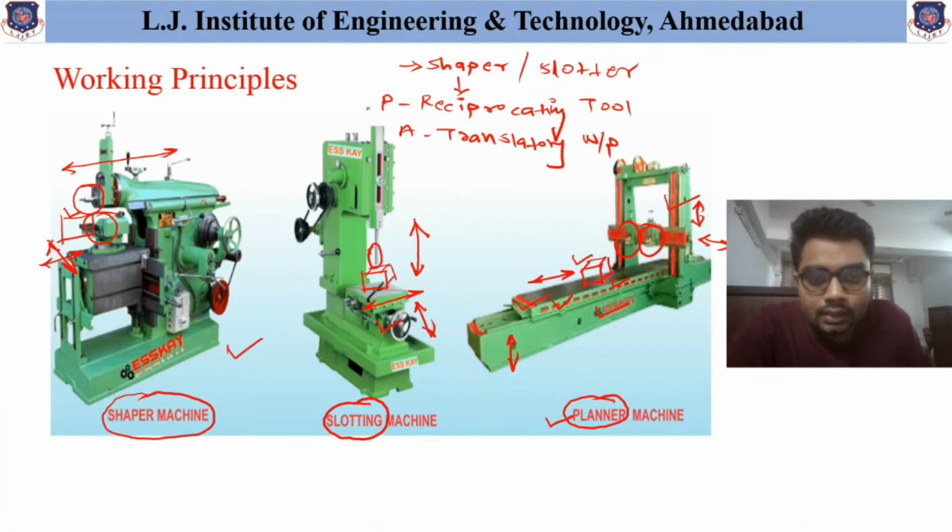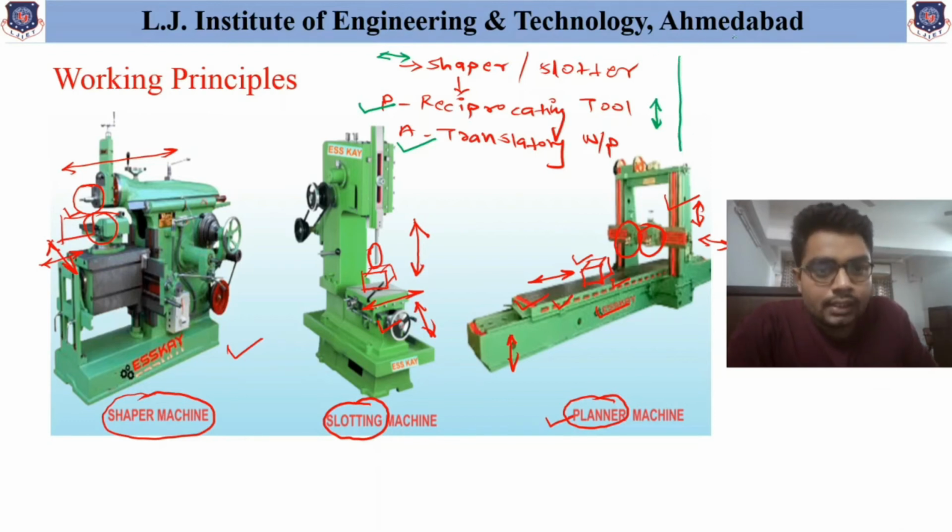Over here, the primary motion is the reciprocating movement of the tool, and the auxiliary motion is the translatory movement of the workpiece. But in the case of the slotter machine, the movement is given in the vertical direction, whereas in the case of the shaper machine, the reciprocating movement of the tool is given in the horizontal direction. Other than this, the movement required in the case of primary and auxiliary motion is the same.